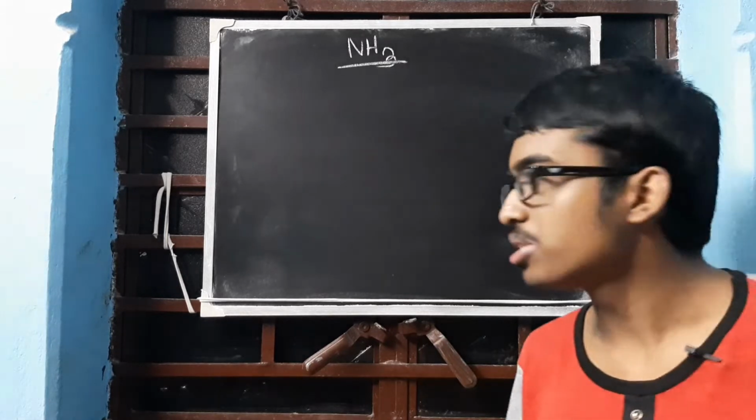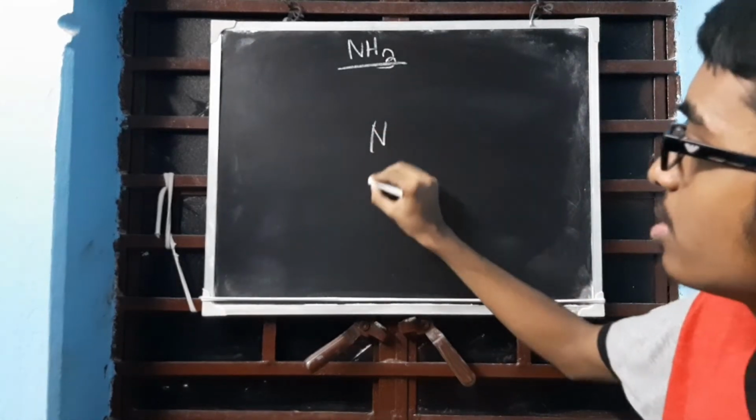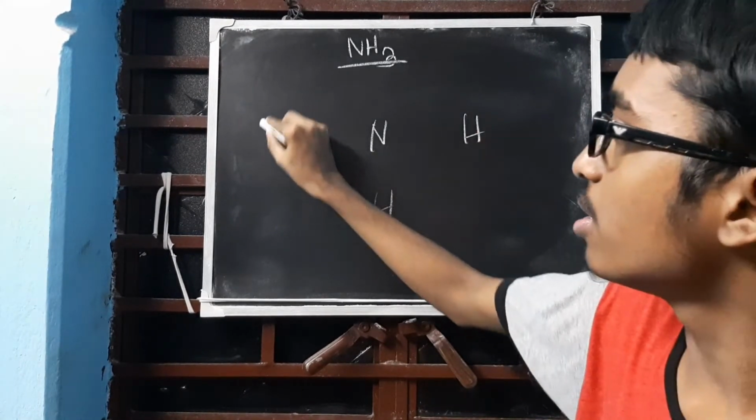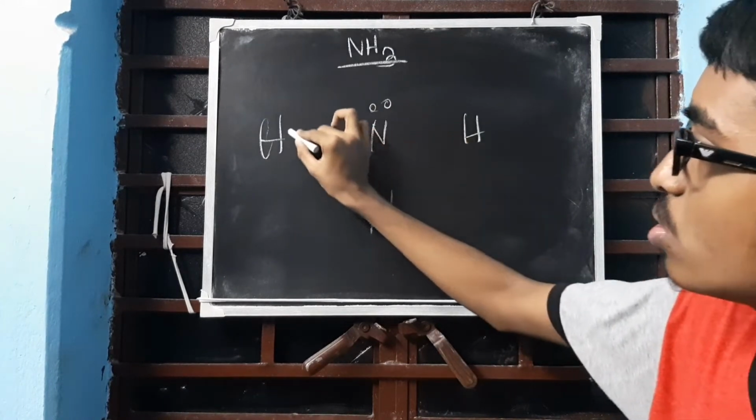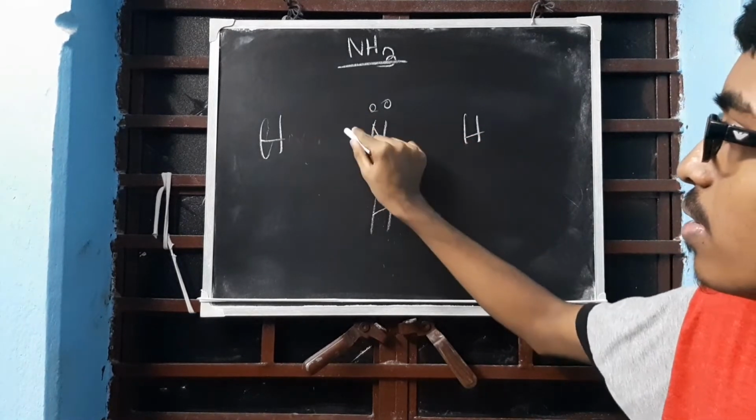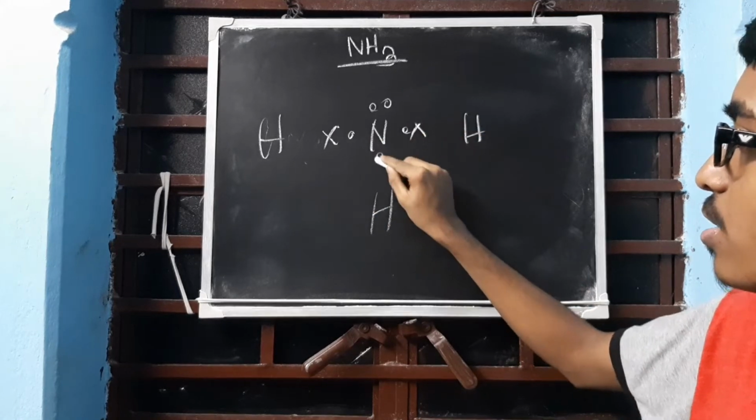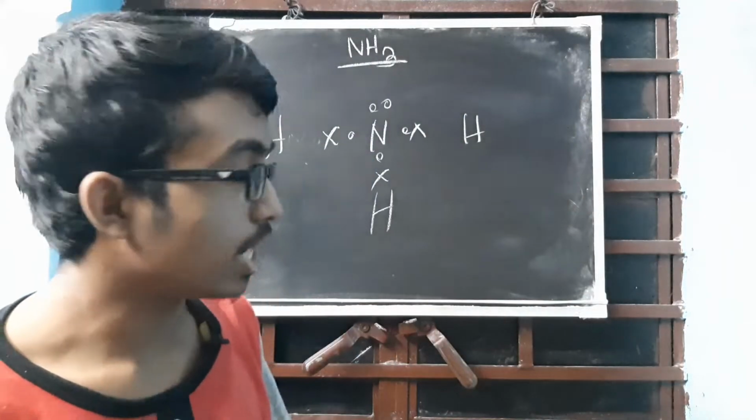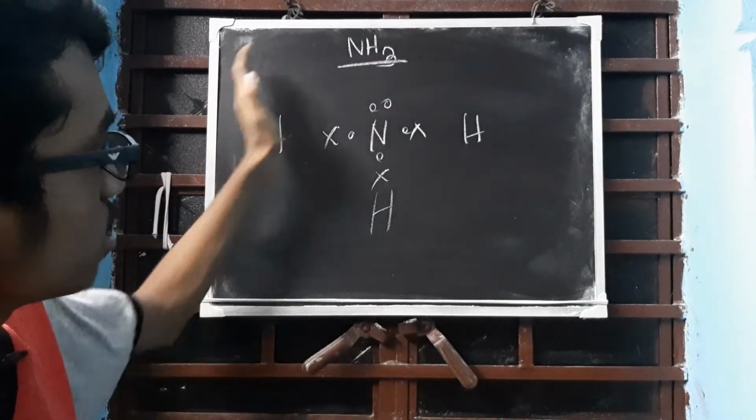So first thing is the electron dot structure. You all have drawn it already. If this is N, let us take one H here, one H here, and another H here. So NH3. Clear? So this is the electron dot structure for ammonia. This is an ammonia molecule.